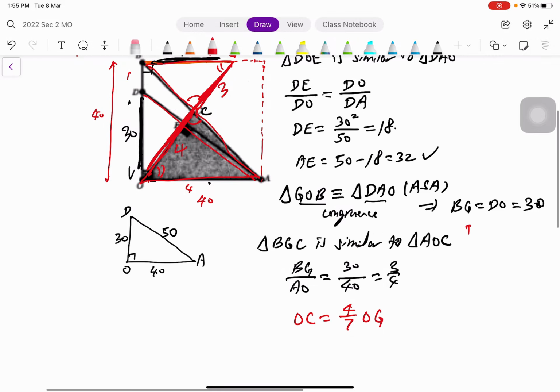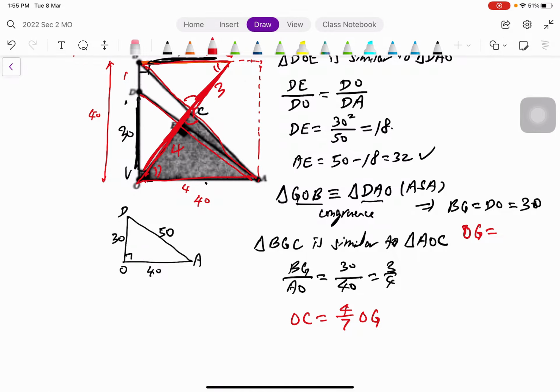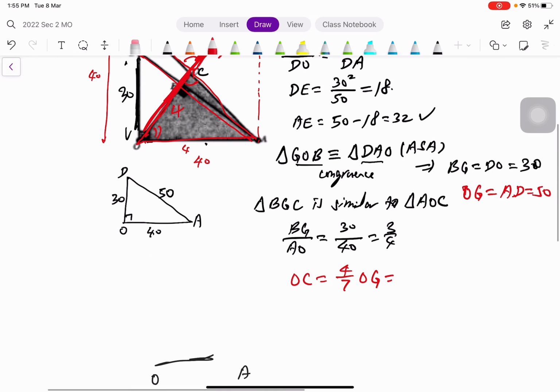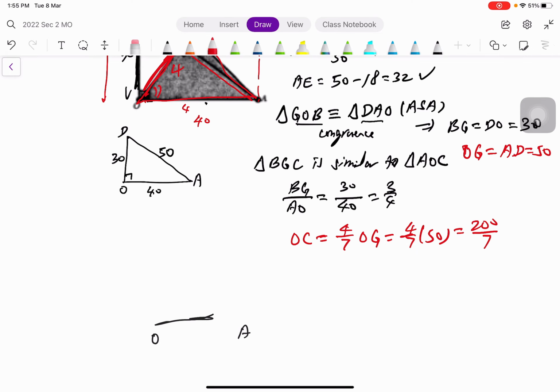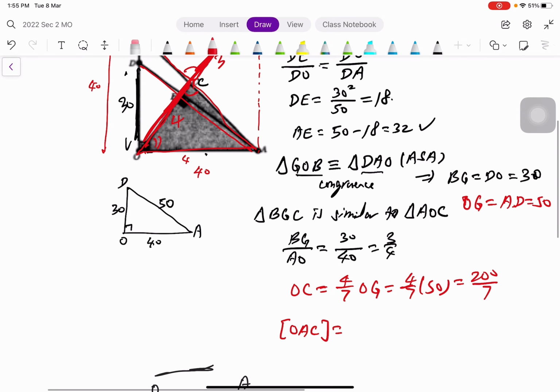Therefore, take note, OG is the same as DA, and that will be just equal to 50. Therefore this will be equal to 4 over 7 times 50, and this would be 200 over 7. And we know that the area of the triangle OAC, as I explained at the start, is equal to half OC multiplied by the perpendicular distance.